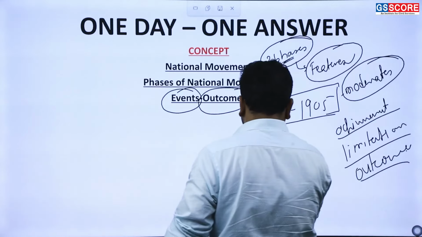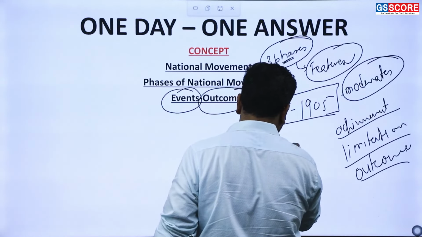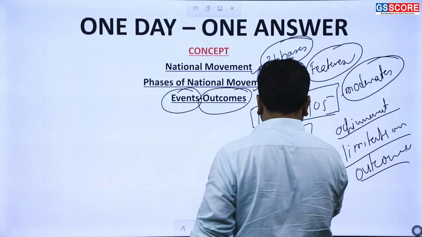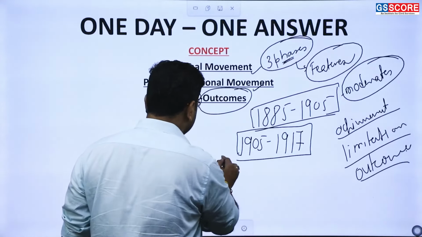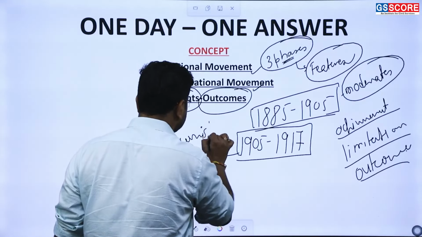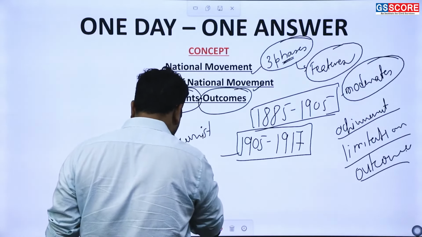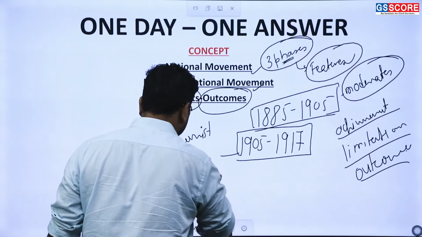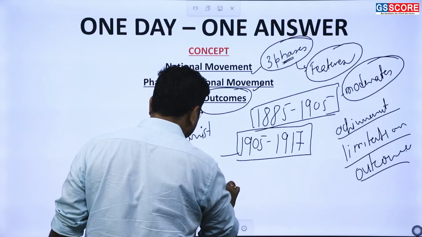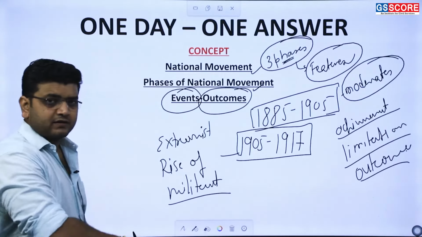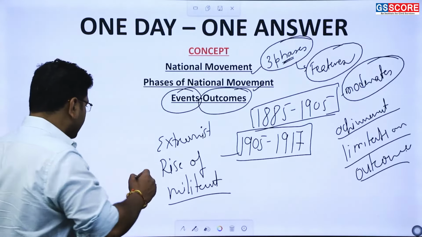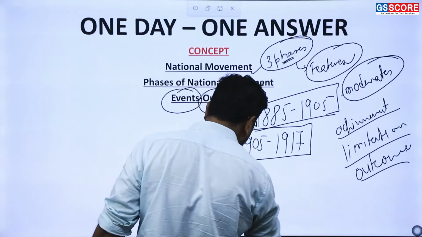Next, the phase we are going to see is from 1905 to 1917. The chief feature would be the coming up of the extremist phase. There was a rise of militant nationalism, Abhinav Bharat, Yugantar, etc. Then in that phase you will see the Home Rule League.